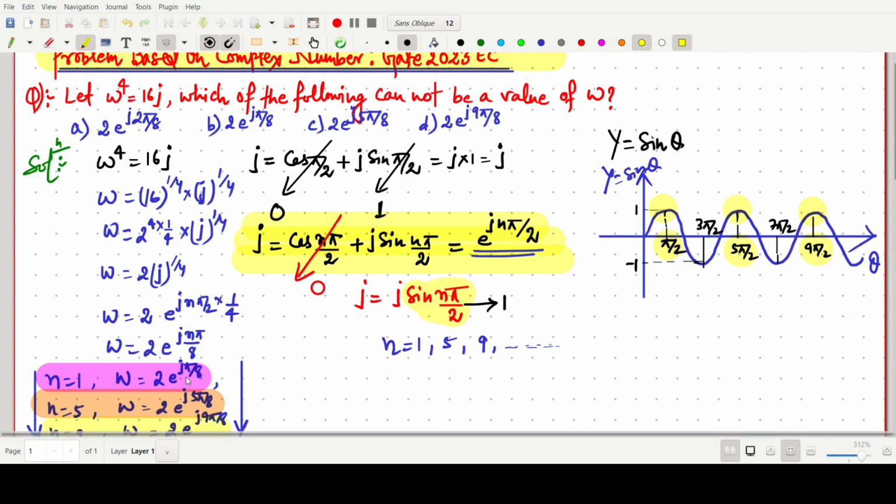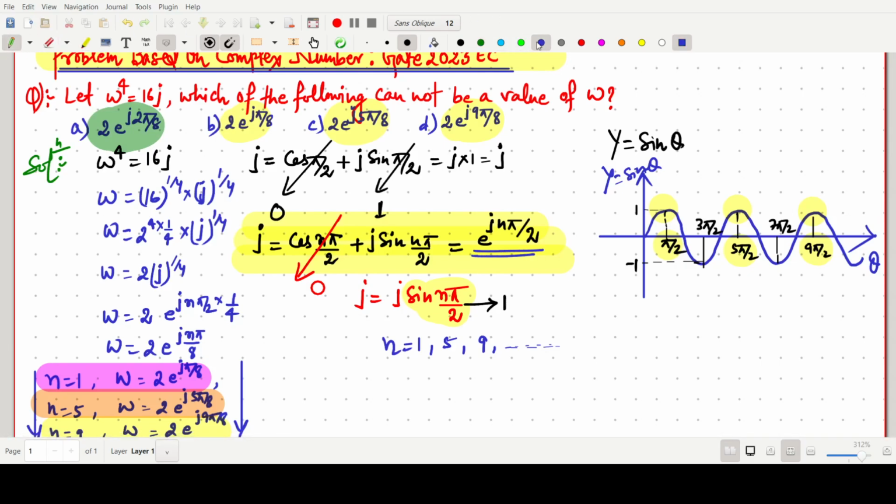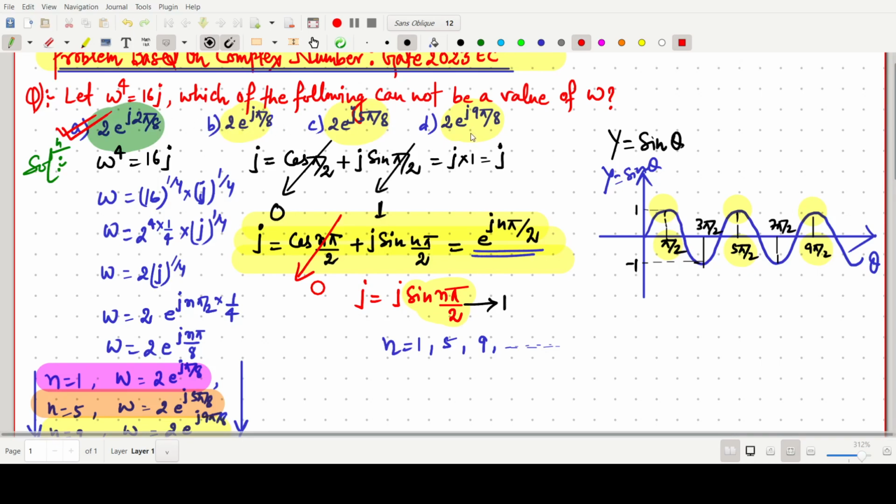Okay, so 2 e to the power j pi by 8 is there, this one is also there, 5 pi by 8. So these are the correct values. So we have to select the incorrect value, or which cannot be the value of w. So the value of w is not possible, this value is not possible. So this one is the correct answer for this question, A. The others are correct values, and this one is the wrong answer.